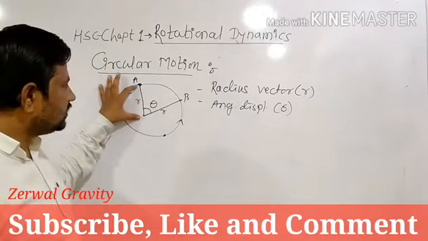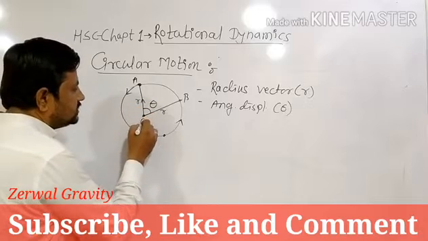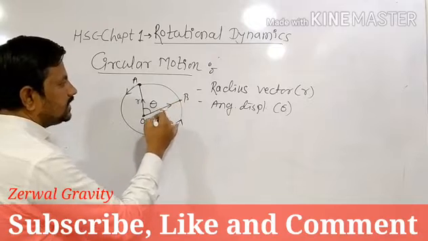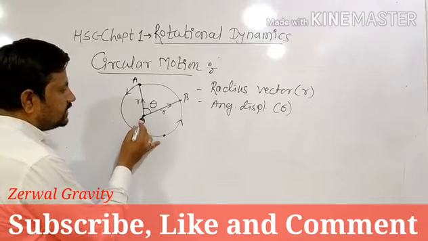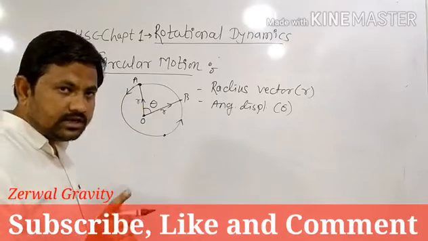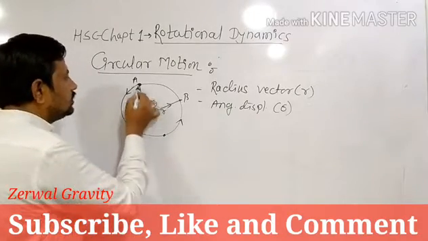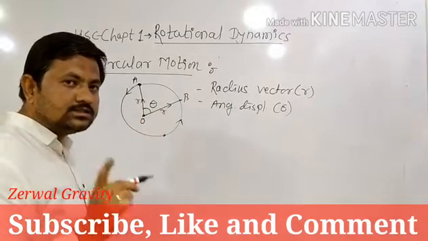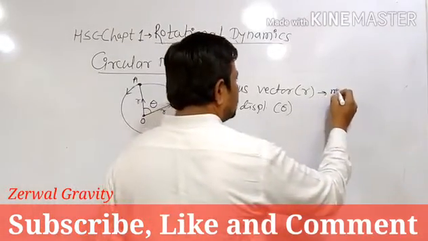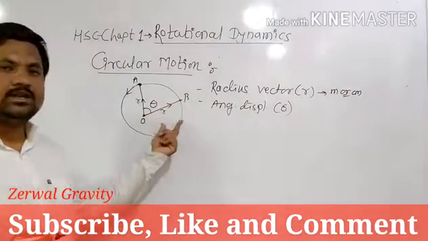So what is radius vector? This is the center of the circle and this is the position of the particle. The vector drawn from the center of the circle to the position of the particle is called the radius vector. The unit of radius vector is meter or centimeter. So radius vector can be measured in meter or centimeter.